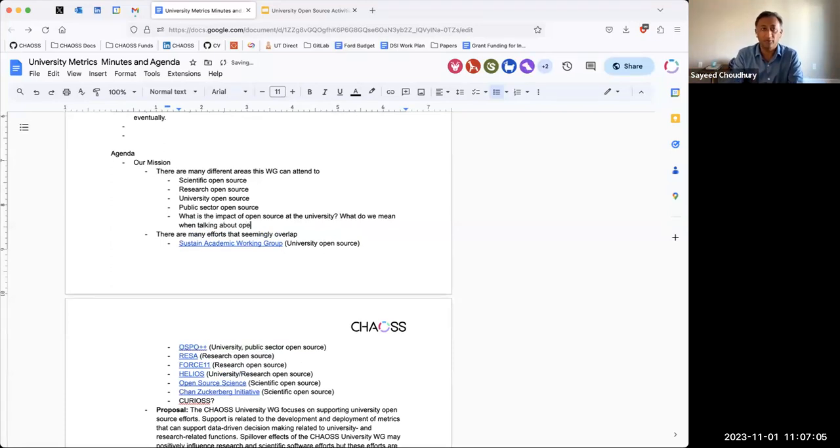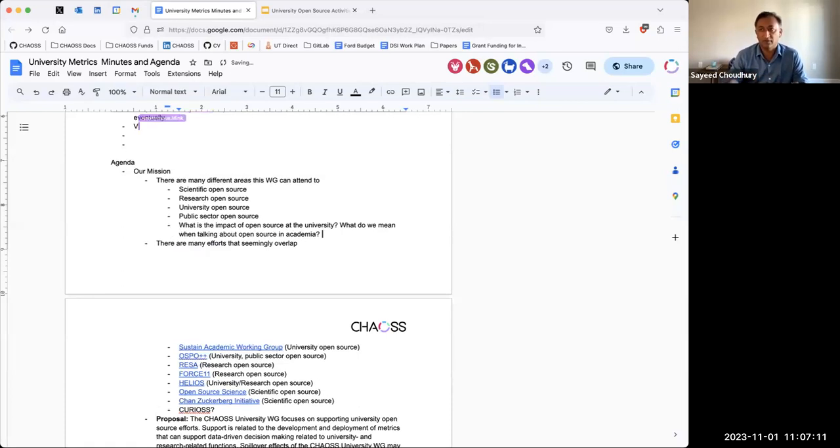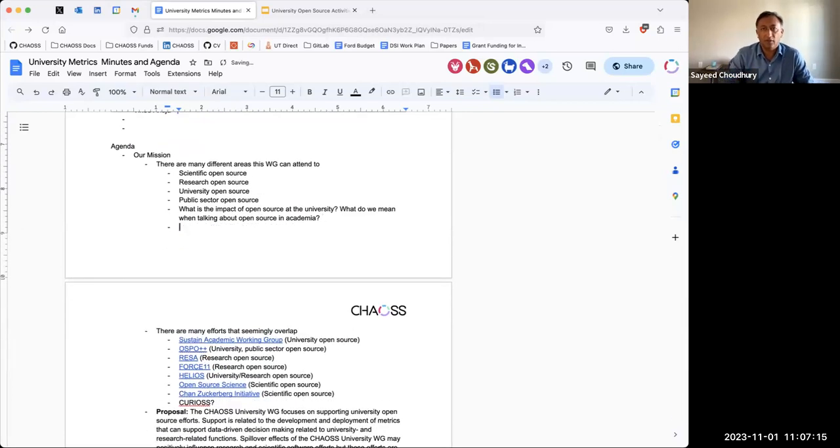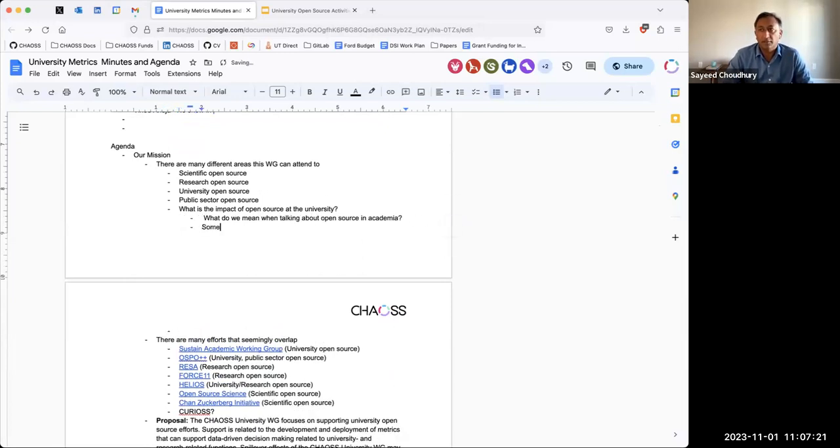I know the group's not about OSPOs, but sitting in an OSPO, what would be incredibly helpful for me is something I can take around the institution to answer that question of what's the impact of open source software at Carnegie Mellon.